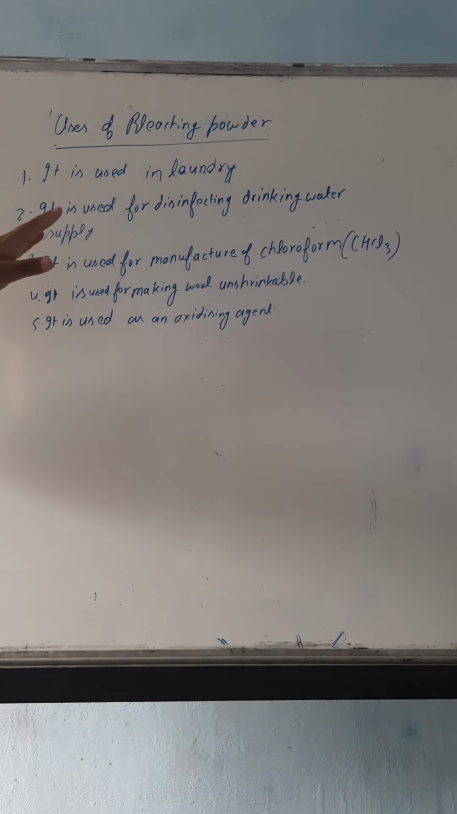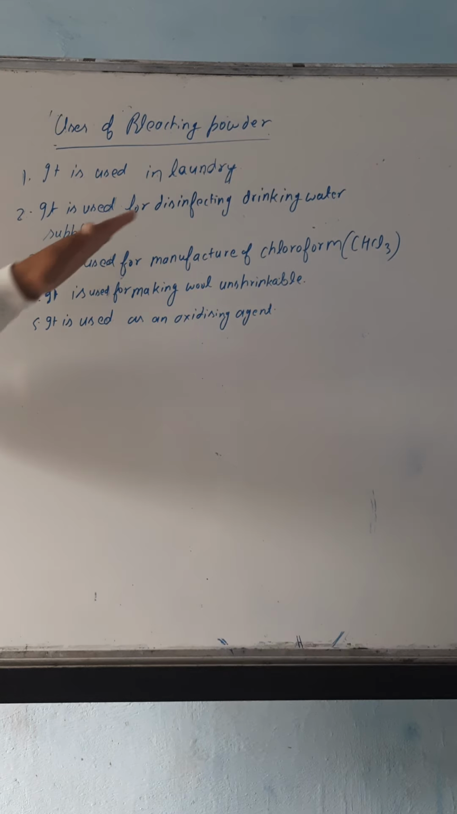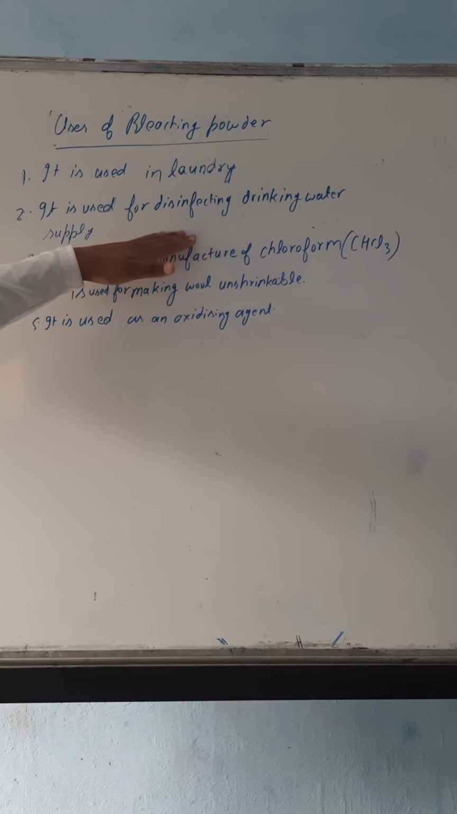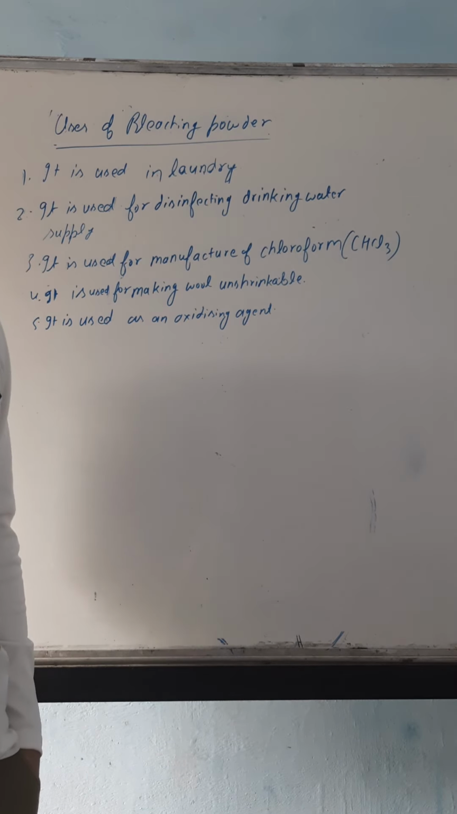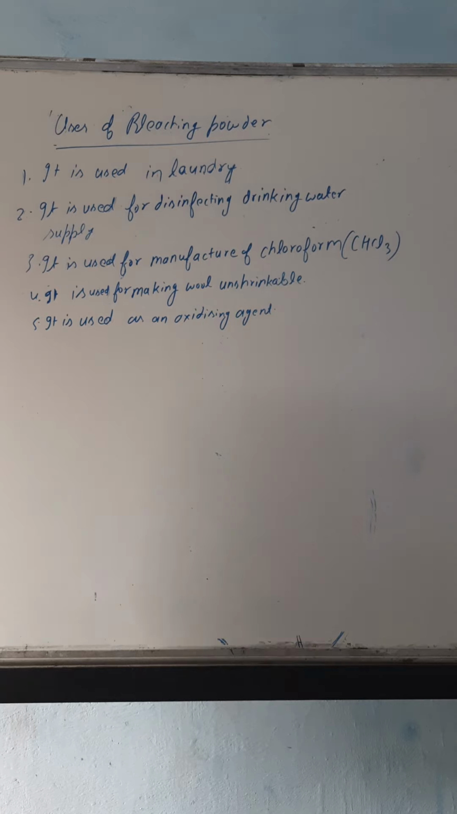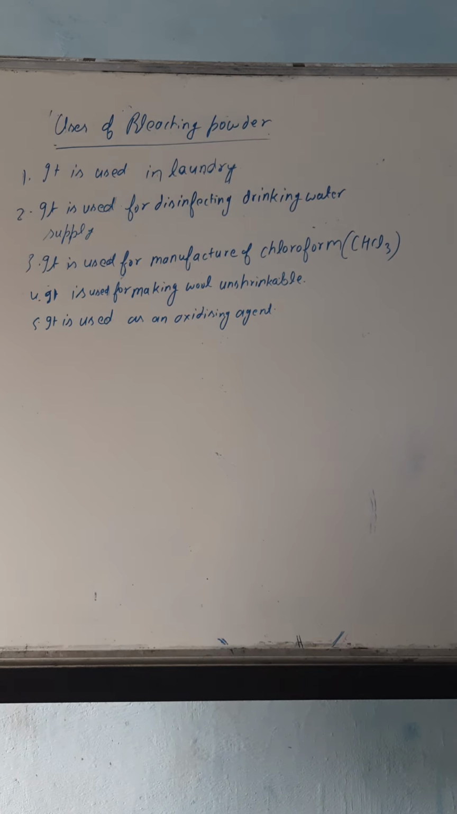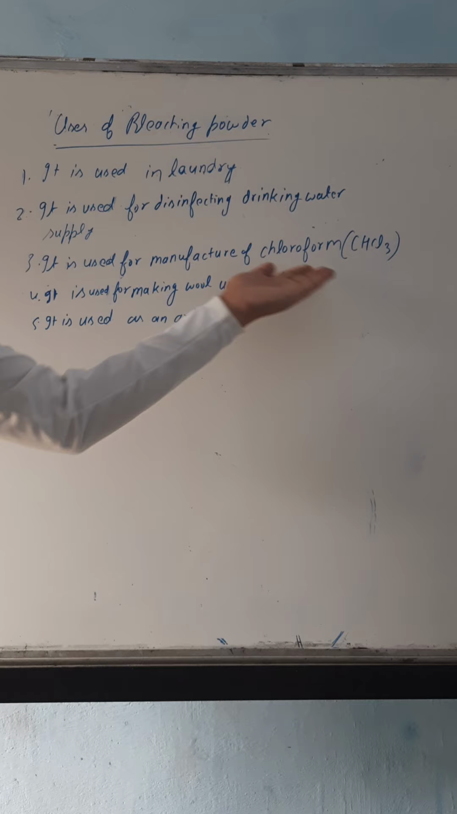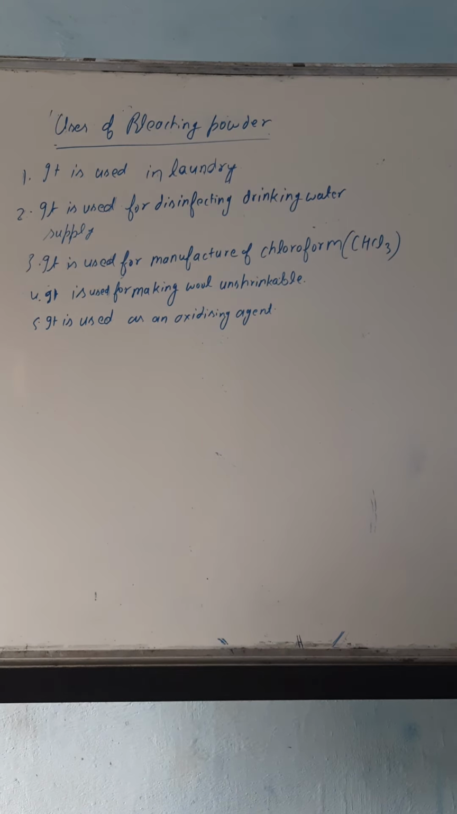Then we are using it for disinfecting the drinking water. Disinfecting means to kill the germs in the drinking water. The next use is to manufacture chloroform also. Chloroform is used to make someone unconscious, its chemical formula is CHCl3. So chloroform is manufactured with the help of the bleaching powder.